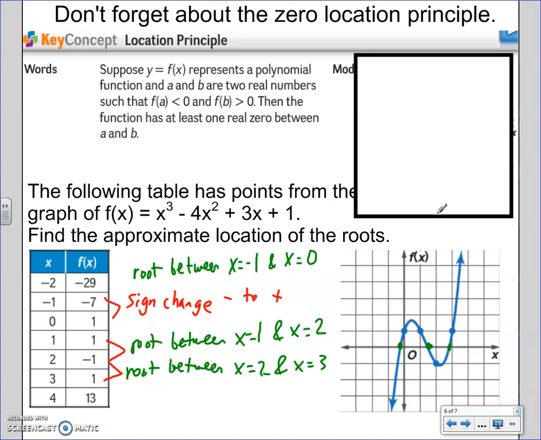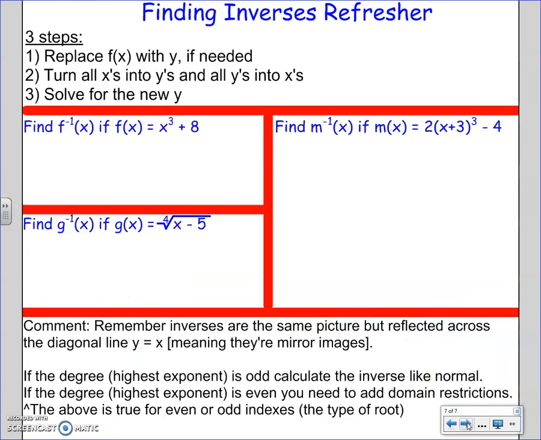Good. Now, we don't know what the exact x-coordinate of this thing is. We don't know the exact x-coordinate of this, right? It might be 1.5. Then this one might be like 2.9. We don't know. That's why we say it's between 2 and 3 for sure. All right. And the last one, inverses.